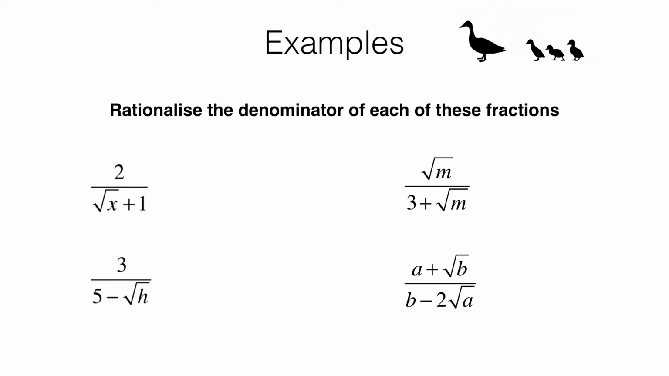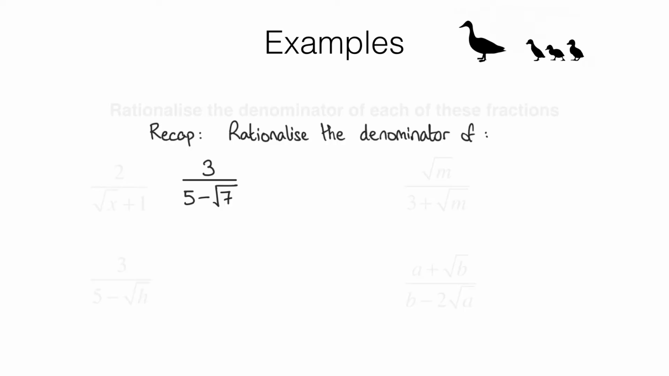In fact, pause the video and have a go at this recap question. Hopefully, you've remembered how to do this kind of question. What you want to do is multiply the numerator and the denominator by the conjugate of the denominator. Now, the conjugate of the denominator is simply the denominator that you've got to start with, except you change the sign of either the rational or the irrational part. So in this case, a conjugate of 5 minus root 7 would be 5 plus root 7.